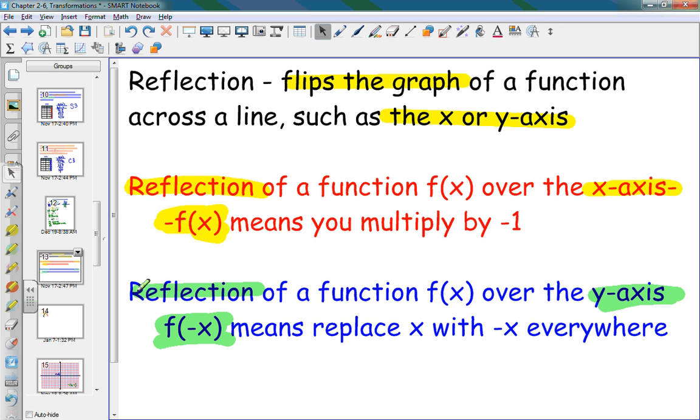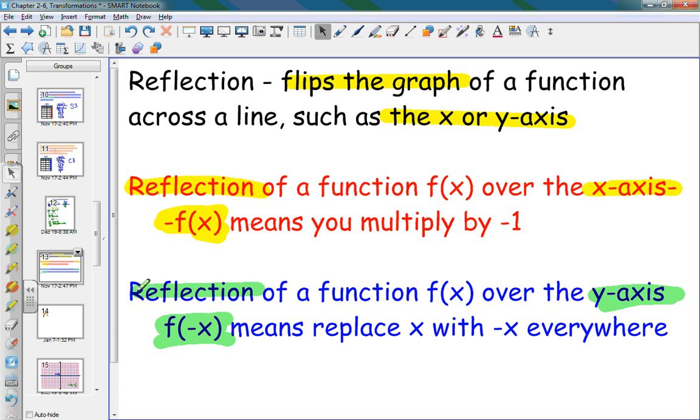Turn it over, 11 and 12. This is where you have a stretch or a compress. So if you're stretching or compressing, what operation are you doing? I'm multiplying, right? If I'm moving up and down, I'm adding or subtracting. If I'm moving left or right, I'm adding or subtracting within the parentheses. Do we understand the difference?